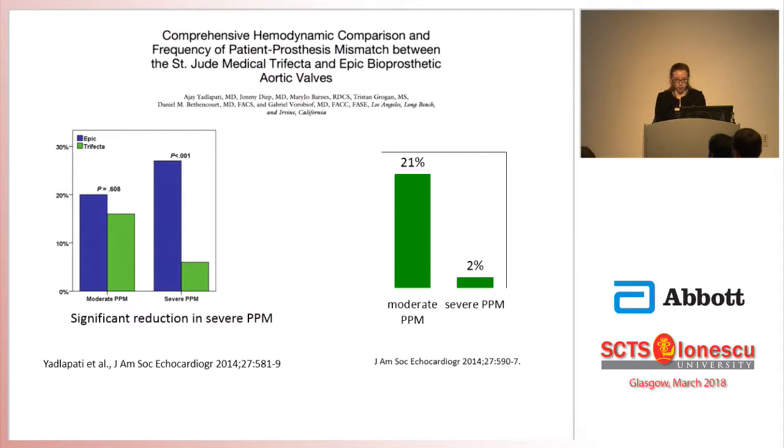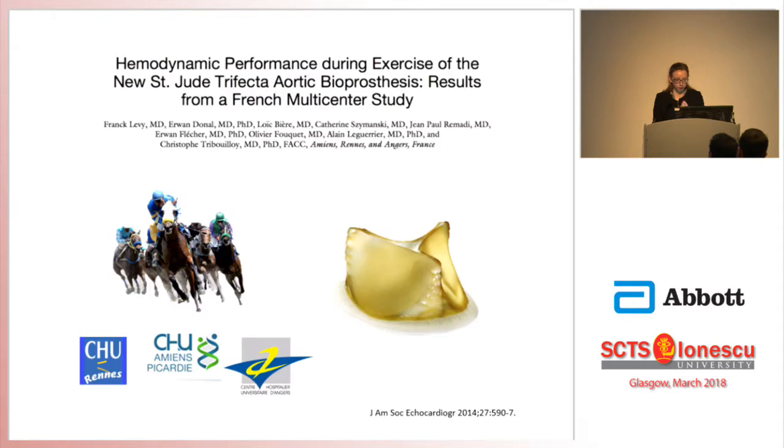And the first paper was made by this group comparing two bioprostheses from the same manufacturer, the EPIC valve and the Trifecta valve, with the same mode of implantation, supra-annular, and the same measurements and sizes. They showed a significant reduction in severe PPM in patients with Trifecta in comparison to patients with the EPIC valve, confirming that it was something due to the intrinsic characteristics of the Trifecta valve.